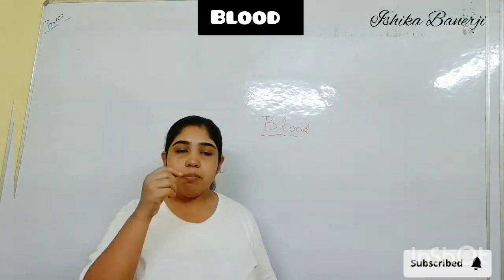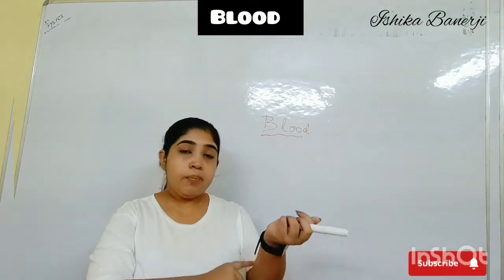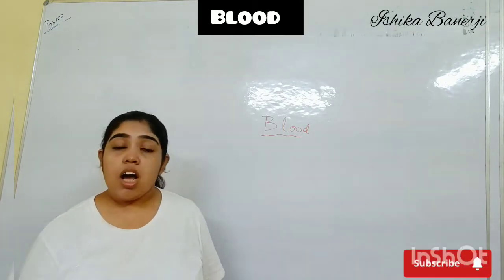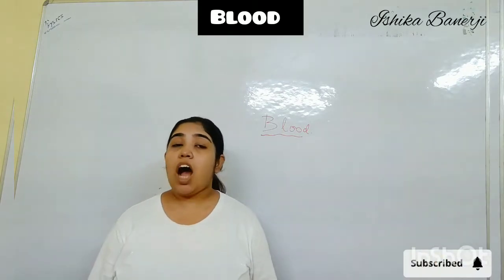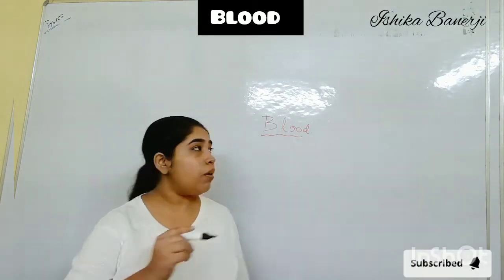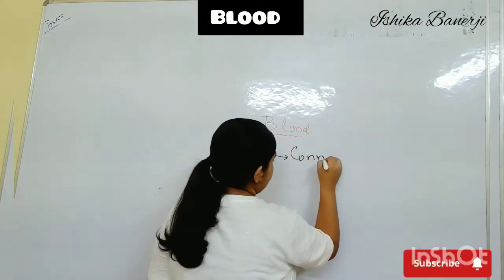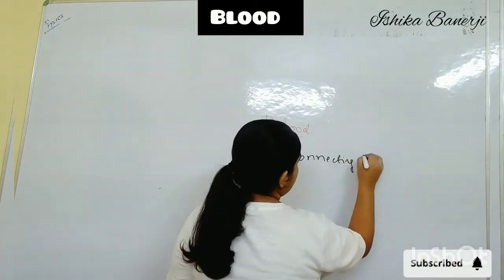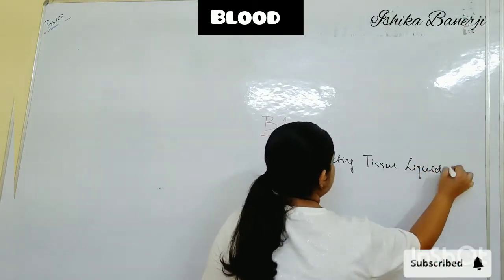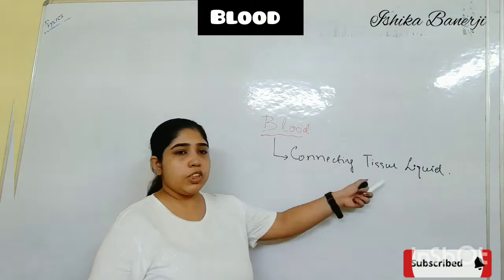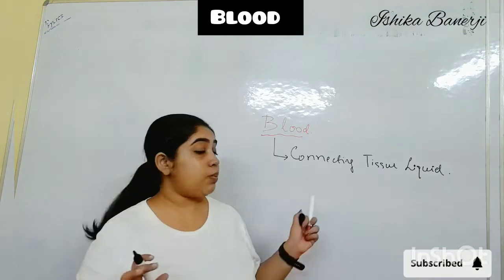So blood, if you see, is in a liquid form. Is blood solid? No. Blood is flowing in the body in a liquid form. Remember, it is a connective tissue. Blood is a tissue. What type of tissue? Connective tissue. Just remember that blood is a connective tissue, and it is liquid in form. What is the form of this? This is present in the liquid form.